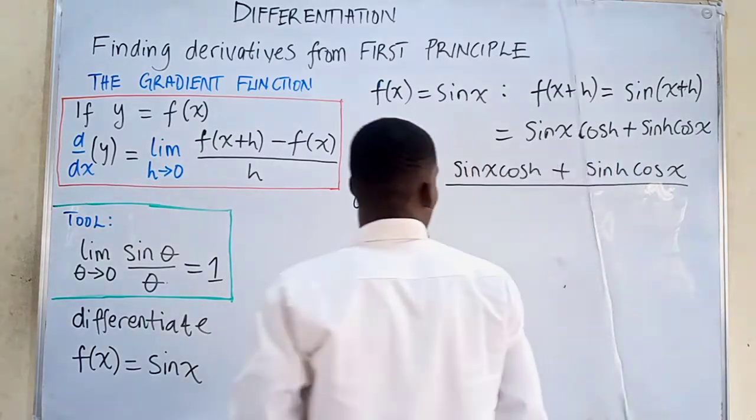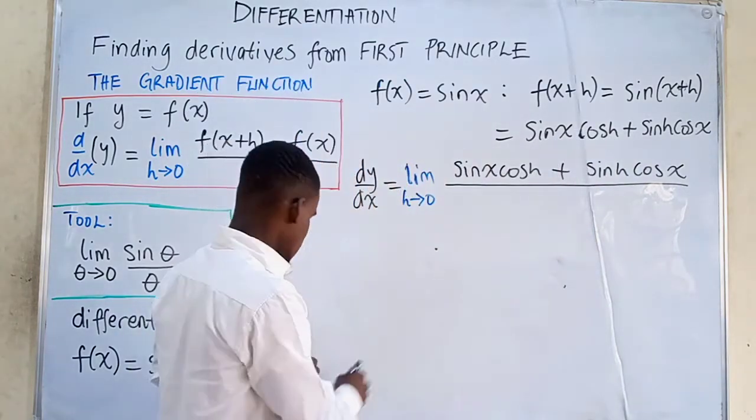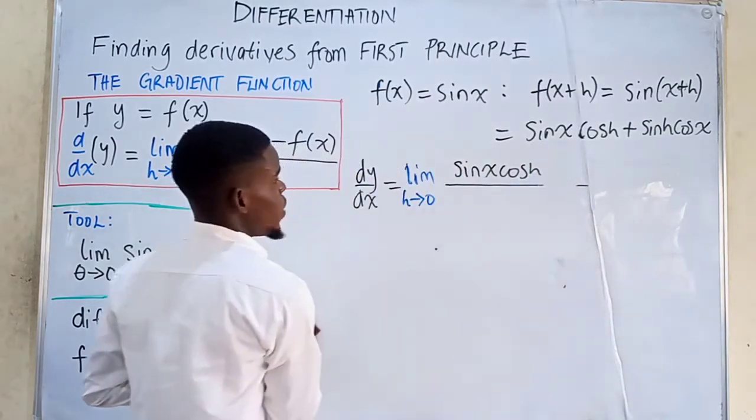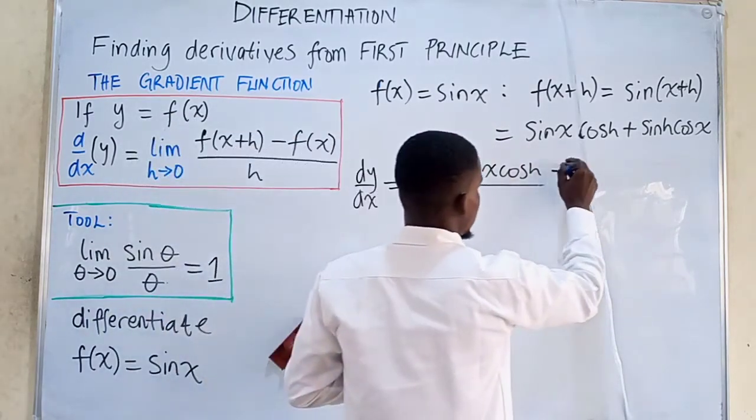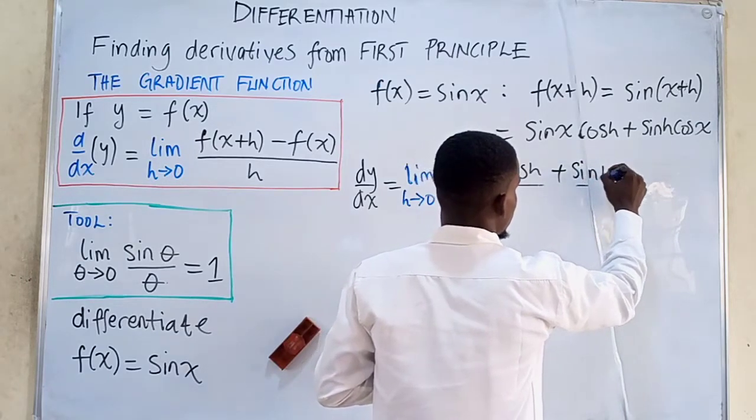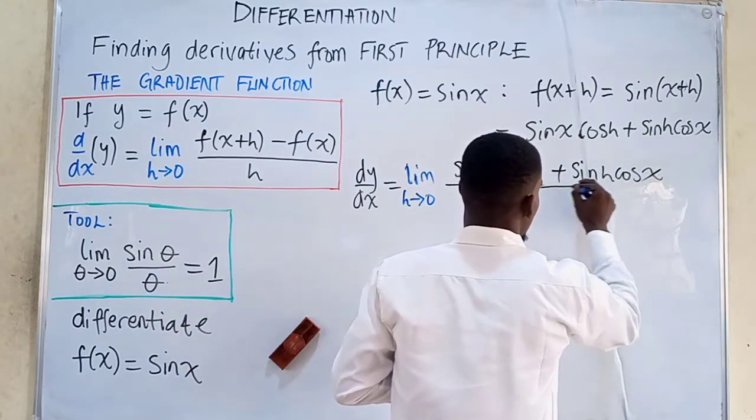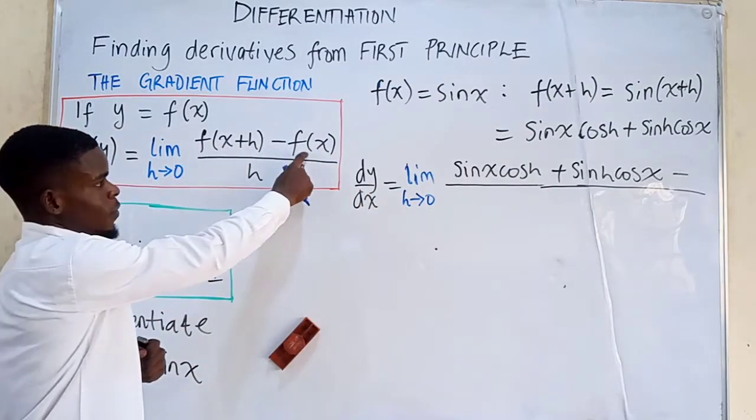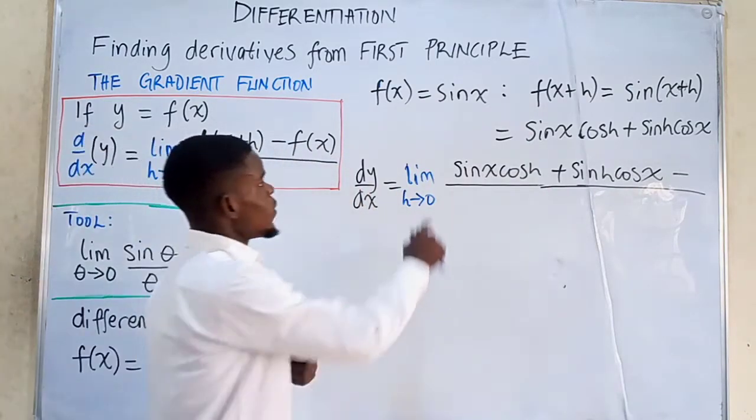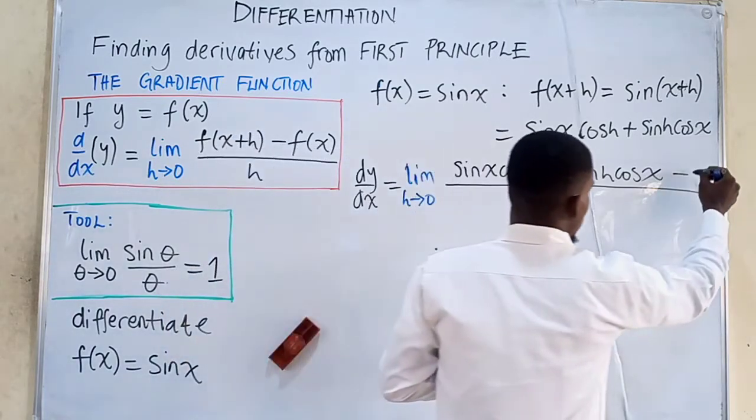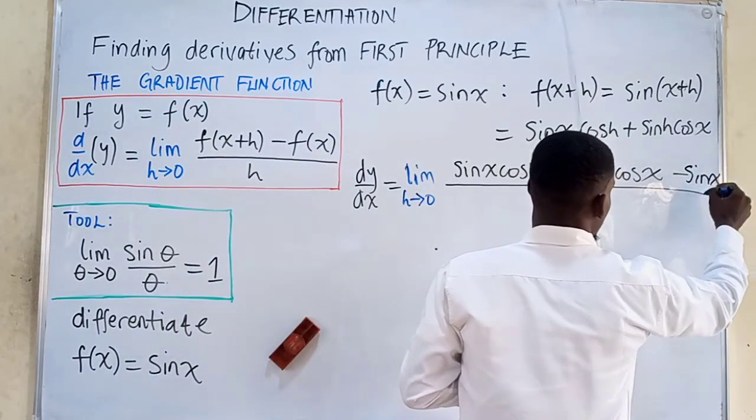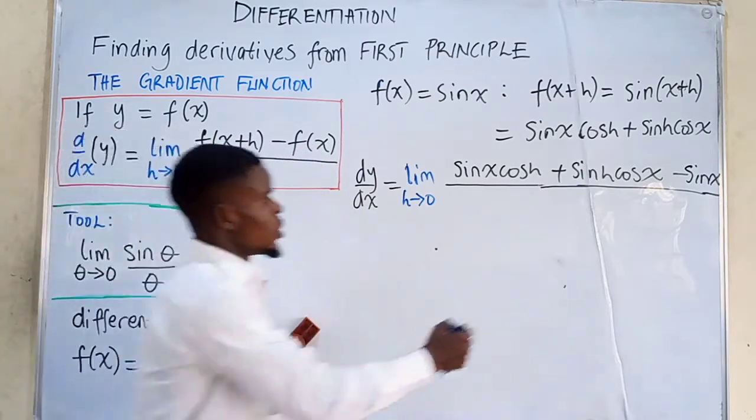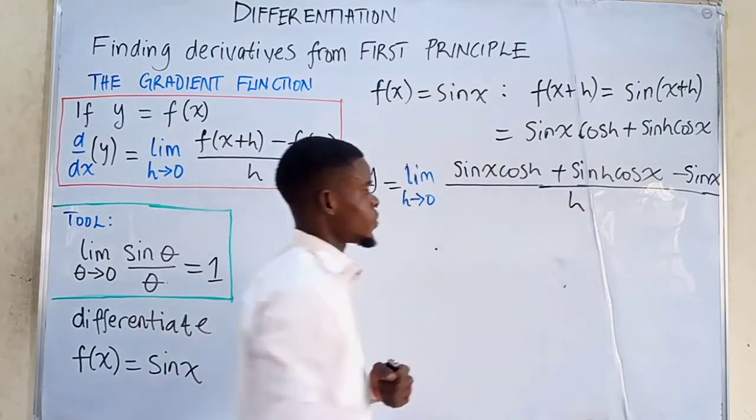we have f of x plus h to be the whole of that. Let me put it down again. Sine x cosine h plus sine h cosine x. Then we have to subtract f of x from that, right? Well, f of x here is just sine x, so we subtract sine x from that. Good. And then in the denominator, we just enter with h. So you put down the h right there.